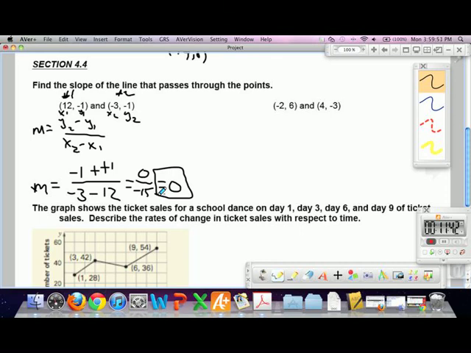Similarly, y2 minus y1 over x2 minus x1. Negative 3 minus 6 is negative 9. 4 plus 2 is 6. Negative 9 over 6 reduces to negative 3 over 2.